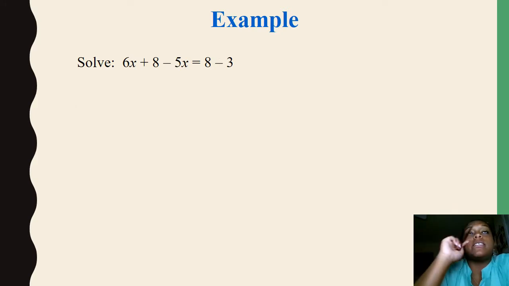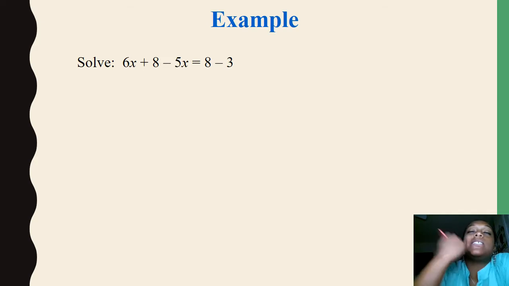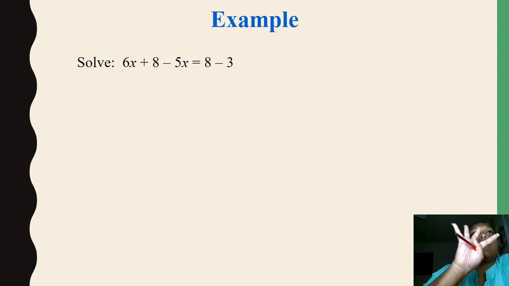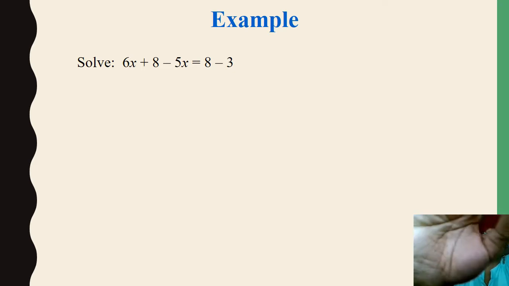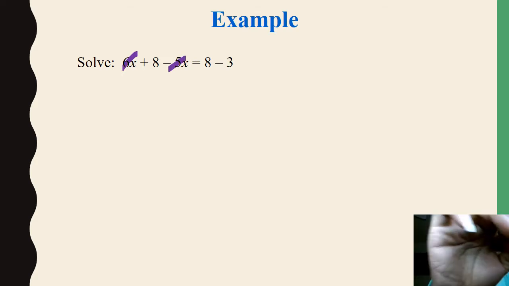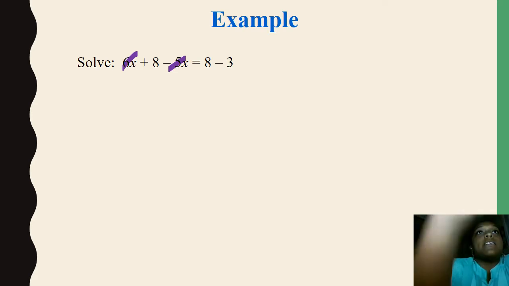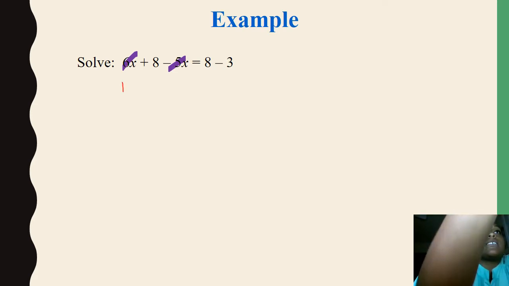So the next, now again, step 1 is always to simplify both sides, meaning that if you have like terms, combine them. If you have parentheses, get rid of them. So if we look at our left side and our right side, there's an opportunity to combine them. So right here, I have 6x and I have negative 5x. So if I'm combining 6x and negative 5x, that's going to make 1x.